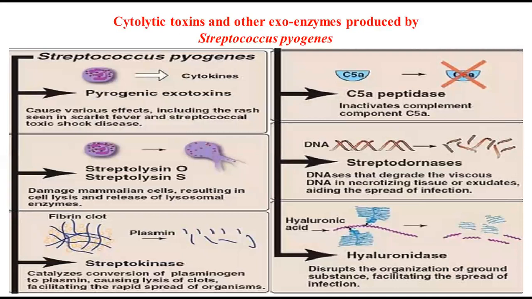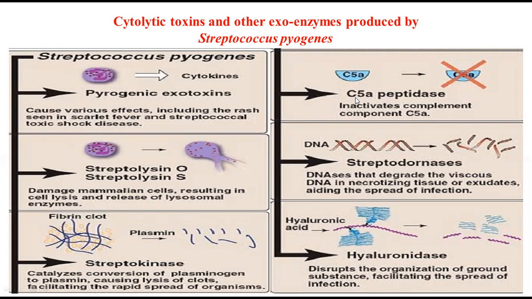Now, summarizing our lecture, the first one is Streptococcus pyogenes, which releases pyrogenic exotoxins that cause various infections, including the rash seen in scarlet fever and streptococcal toxic shock disease, which we have already discussed. The second releases streptolysin O and streptolysin S, which damage mammalian cells, resulting in cell lysis. It destroys the red blood cells. Or it can also release streptokinase, which can clear up the blood clots.